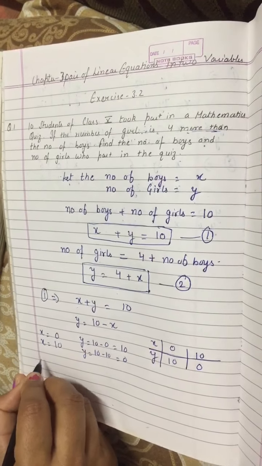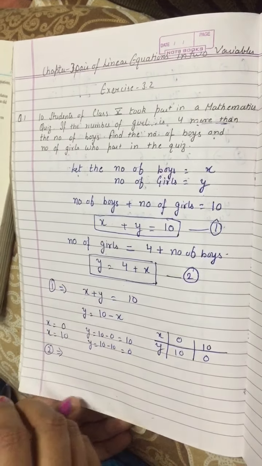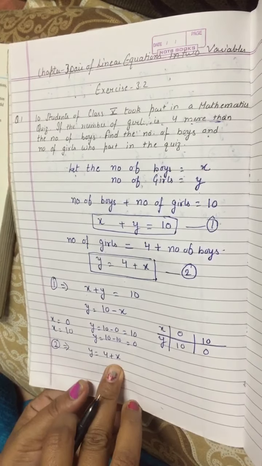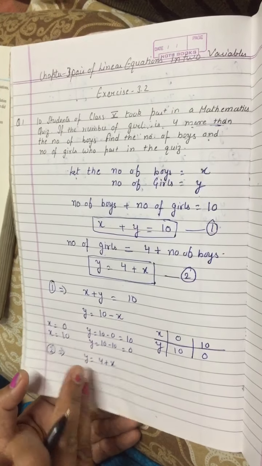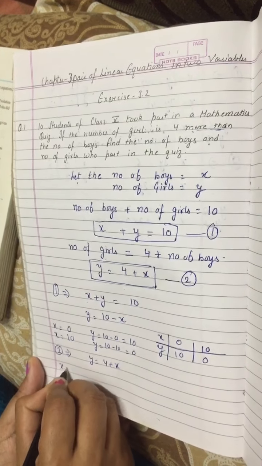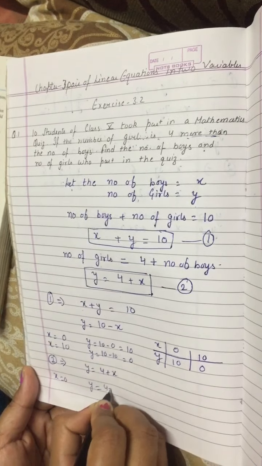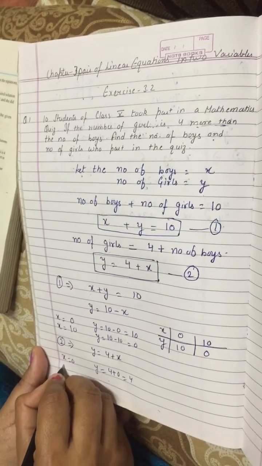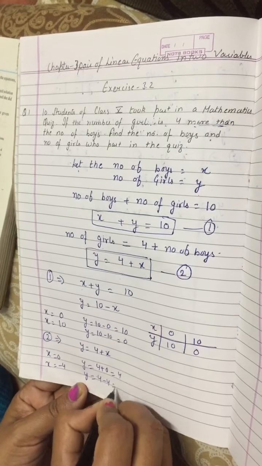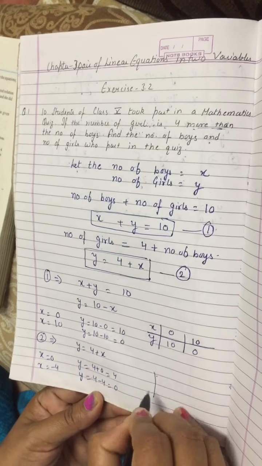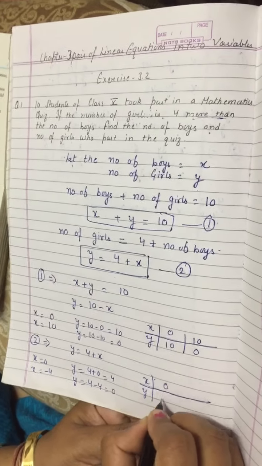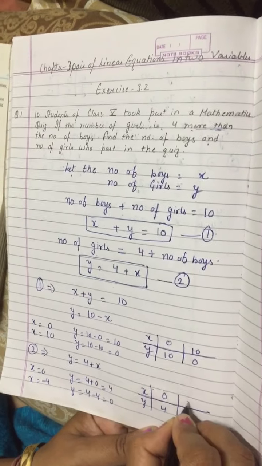Now the second part: y is equal to 4 plus x. Again I will substitute the value of the independent variable x and the corresponding values of y will come by itself. So firstly I will put x equals 0. The value of y will be 4 plus 0 equals 4, and again I will take x equals minus 4, y equals 4 minus 4 equals 0. You can take any number of values. Make a small table: x 0, y 4 and x minus 4, y 0.